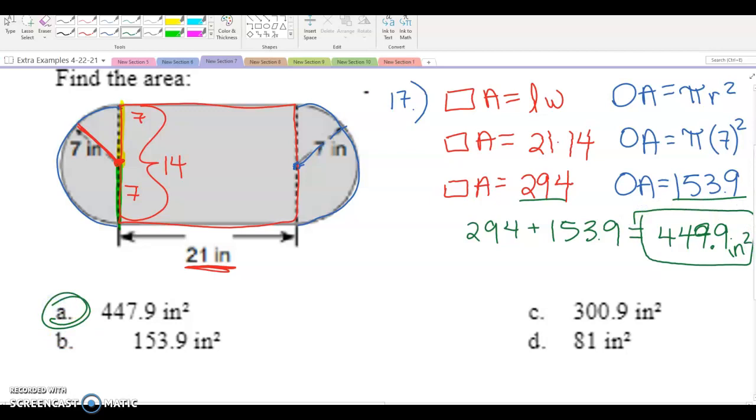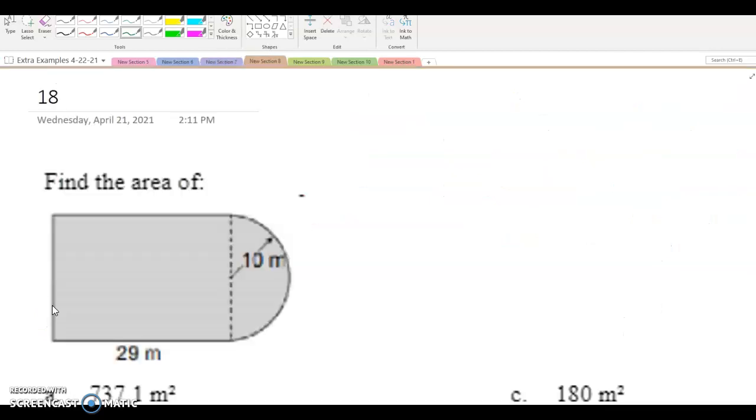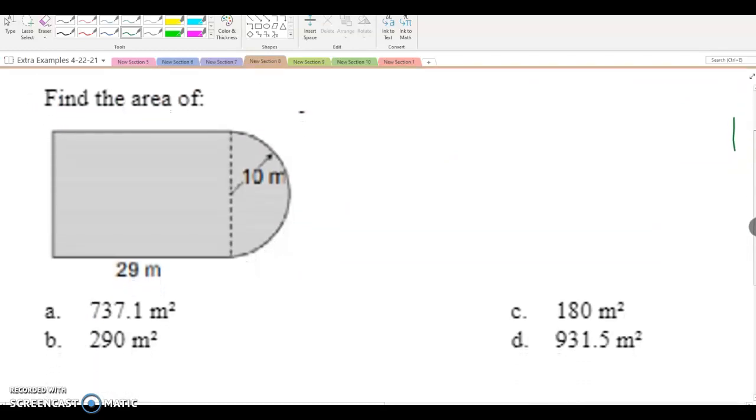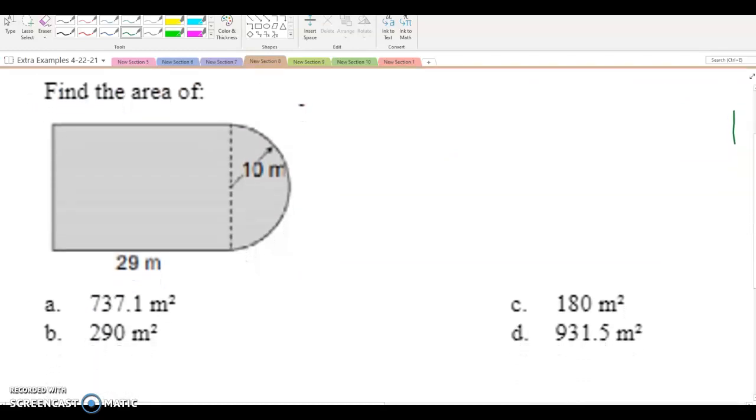So kind of take a second, see what you think. 18. Oh, there we go. Slide it down a bit. That way we can see it. So 18 from our practice work yesterday has two shapes again too. So what are our two shapes? Rectangle and a half circle. You got it, rectangle and a half circle.